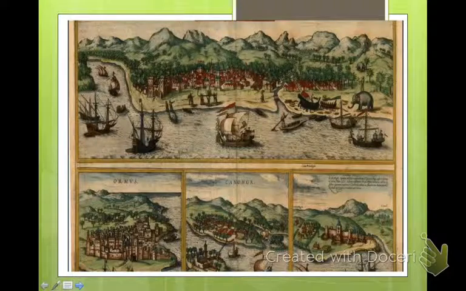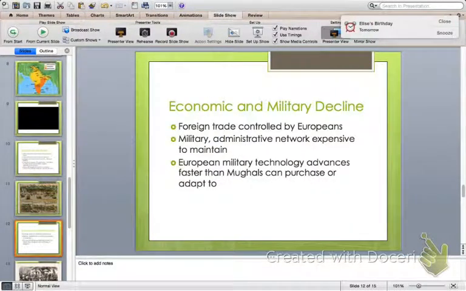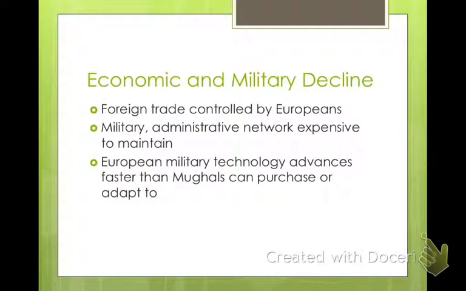Well, let us move forward on this. Moving forward, we still are going to be looking at some other things. The decline. This will go rather quickly because I want to wrap this up. Foreign trade controlled by Europeans, which you saw earlier, is happening more and more. And it's decreasing Mughal control because local Hindu, along with some Muslim, regional powers are getting more power financially, which stresses the administrative network. And then, therefore, they're paying less money getting it. It's harder to go. You also have technological advances, which the Mughals are not keeping up with.